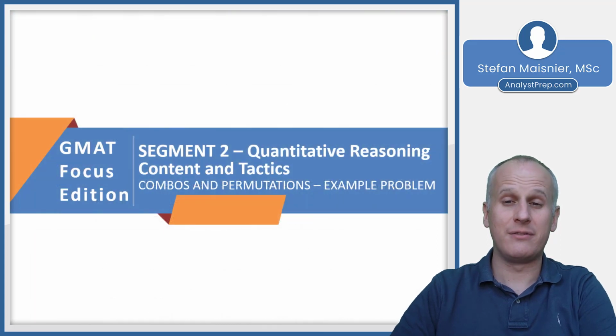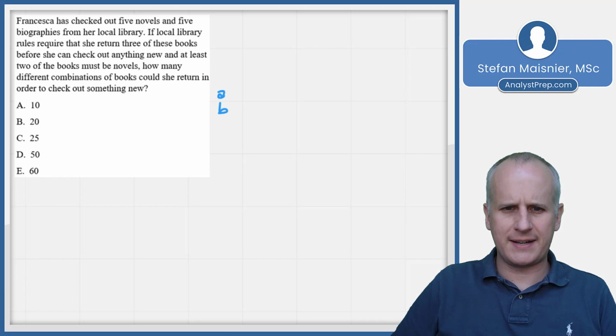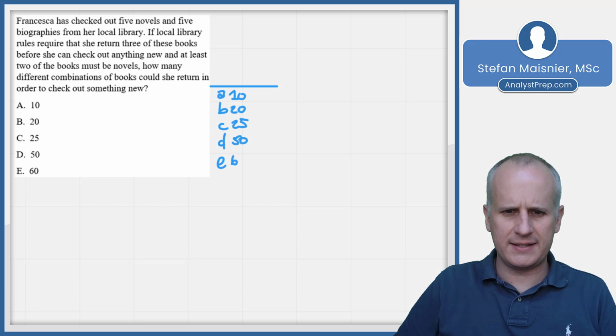So let's head on over to the whiteboard and see how you will execute your scratch work for these higher end difficulty problem solving questions that you may encounter on the quantitative reasoning section of the GMAT Focus Edition. As always, we start by setting up the scratch work. We've got A through E. We put a little line over top. We've got real numbers, so we'll write 10, 20, 25, 50, and 60.